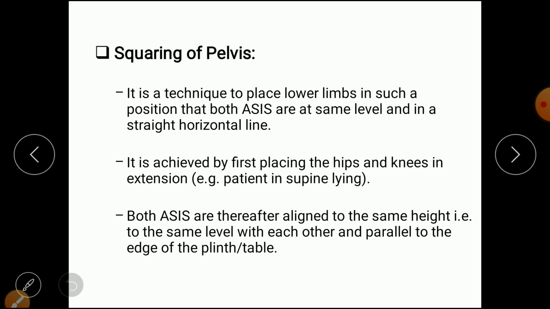What is squaring of the pelvis? It is a technique to place the lower limbs in such a position that both ASIS are at the same level and in a straight horizontal line. It is achieved by first placing the hips and knees in extension, with the patient supine, and both ASIS are thereafter aligned to the same height, at the same level with each other and parallel to the edge of the plinth. Then you go for the measurement of the true LLD.